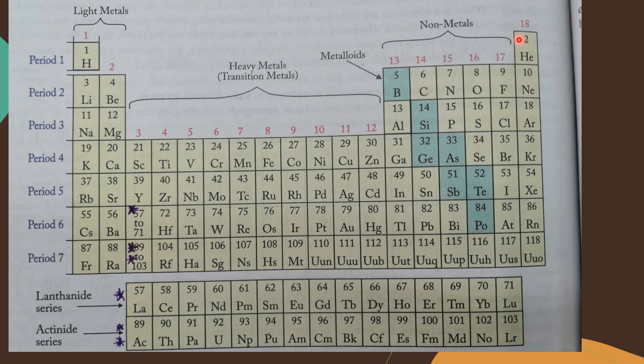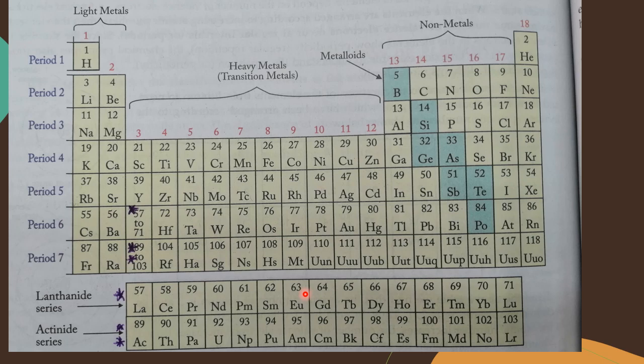Other than this, elements of group number 1 and 2 are known as S block elements. Group number 13 to 18 are known as P block elements. From group number 3 to 12, they are known as D block elements. Whereas at the bottom there are two rows of elements. These two rows of elements are known as F block elements.